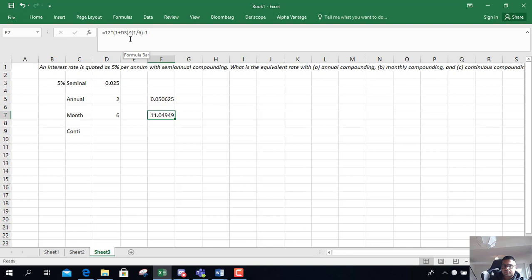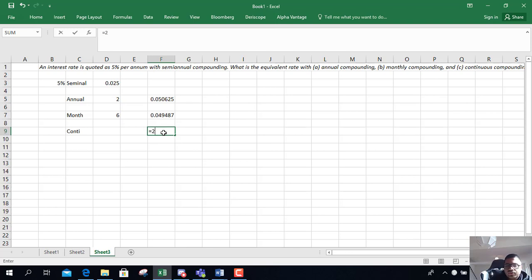So percentage sign or something went wrong. So 12 into 1 plus brackets. This because it's subtracting later on. So it is 4.9% monthly effective, right? And continuous effective, how do you do?